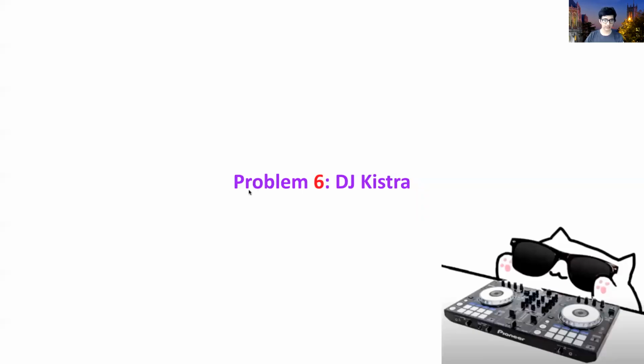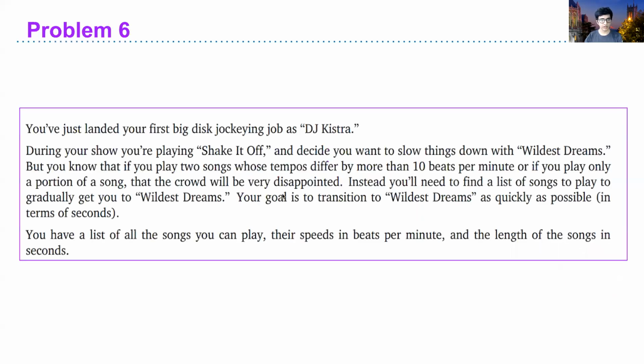All right, we're going to discuss problem 6. So the problem is that you're now a DJ and you're playing Shake It Off and you want to switch to Wireless Dreams. And the transitions that you can make, so you can go from one song to another song, and those tempos should not differ by more than 10 beats per minute. And you want to find the fastest way to transition from Shake It Off to Wireless Dreams.